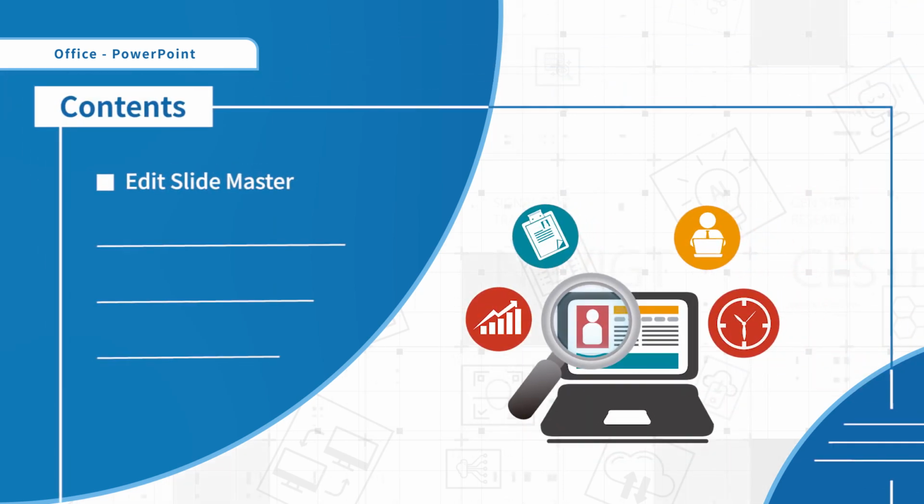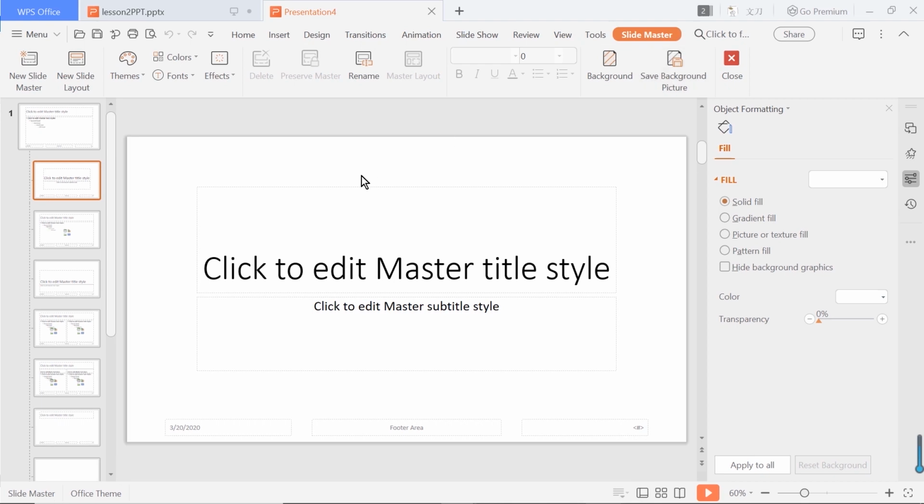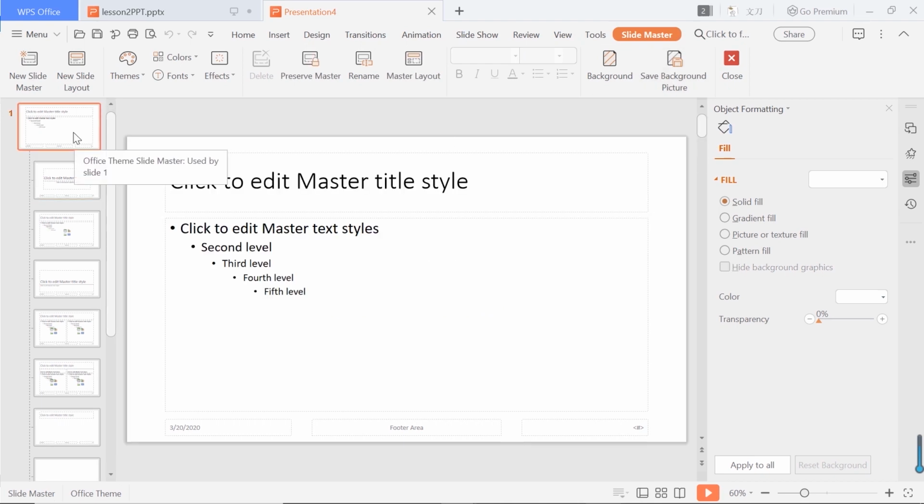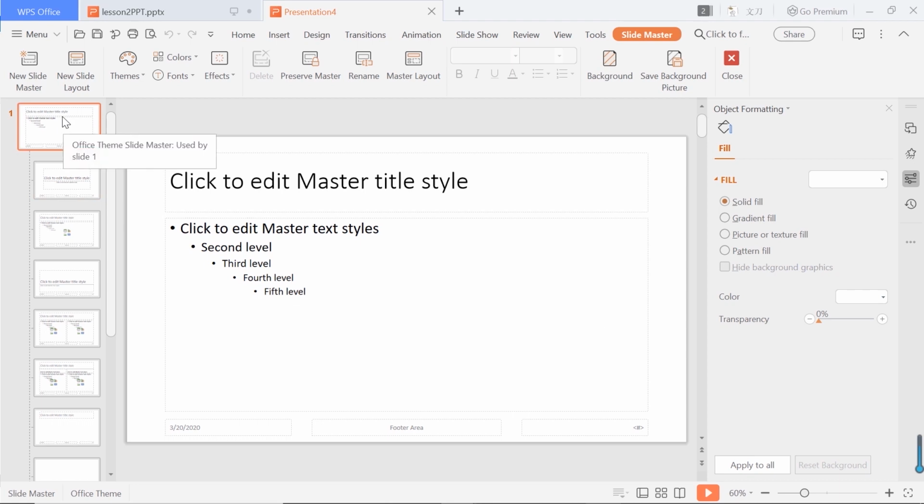The third part of this section is how to edit Slide Master. Slide Master determines the background. Click Design, Edit Slide Master. Master is divided into Office Theme Master and other slide layouts. Change the Theme Master, and all pages will change.